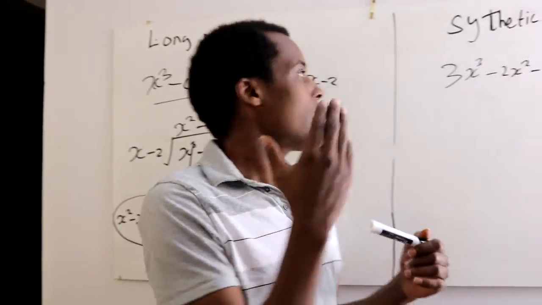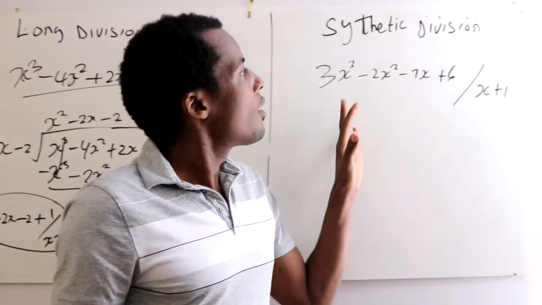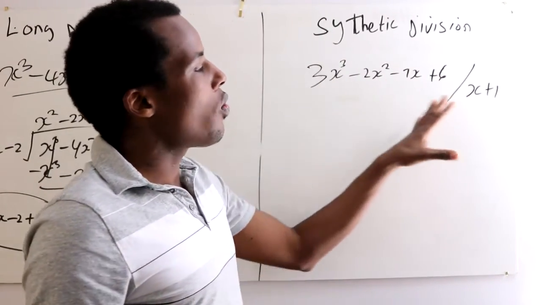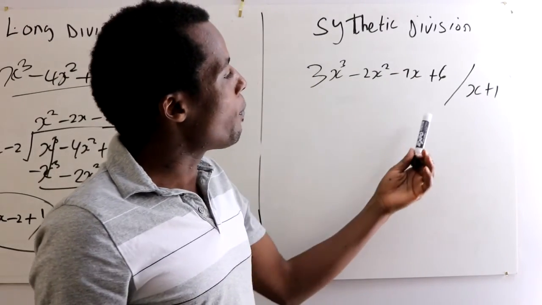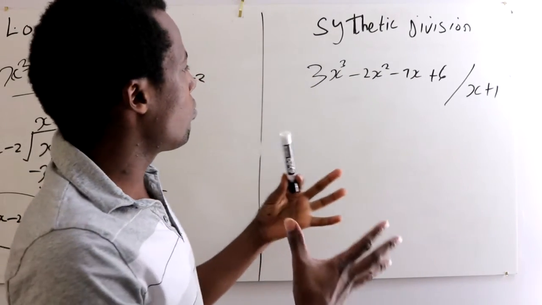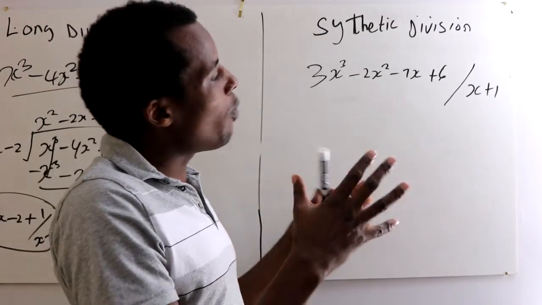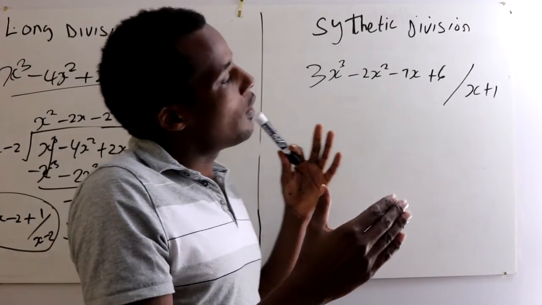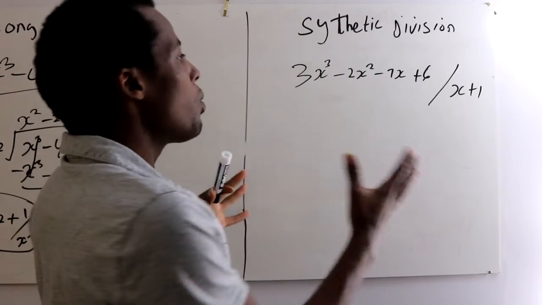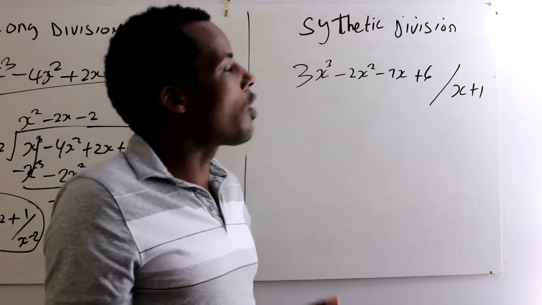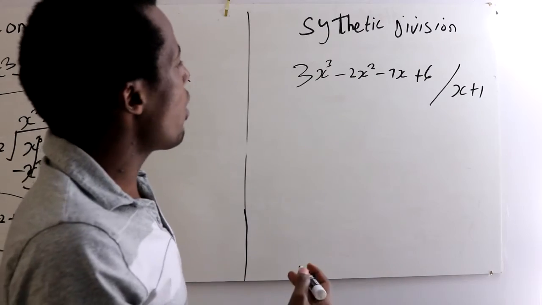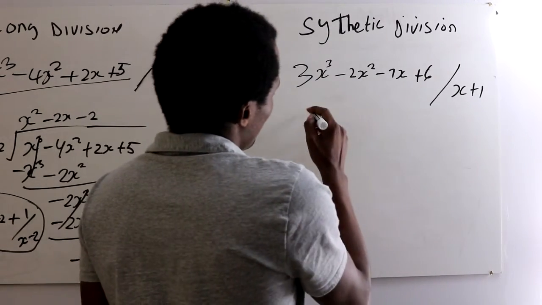After this one, we're going to move to the next equation, that's synthetic division. This is actually easier than the other one. It's just like more complicated, but once you master this equation, it's easier than the long division. This is how easy it was.